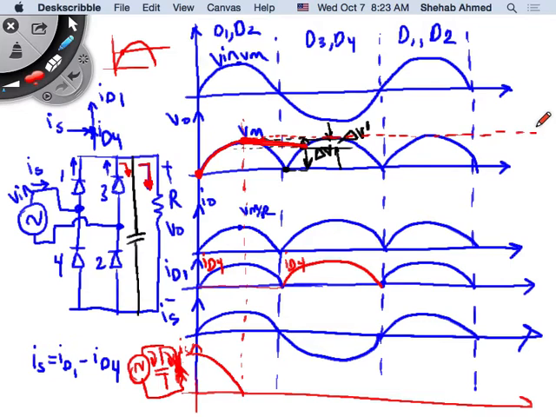Never conducts again because always the capacitor voltage is either equal to or greater than the supply voltage. Equal to or greater. So no current will ever flow from the source to the capacitor again. So that would be the end of it. This would be the supply current if I didn't have a resistor connected, right? But of course that's not the real case.